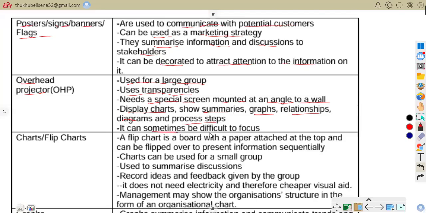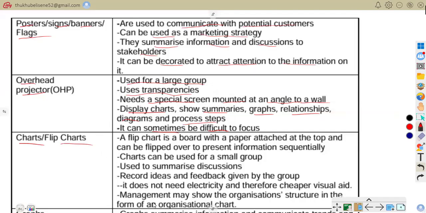It can sometimes be difficult to focus, meaning the image may become blurry if not adjusted properly. So the presenter just adjusts the projector to sharpen the picture. That is that. Now let us move on to charts or flip charts.